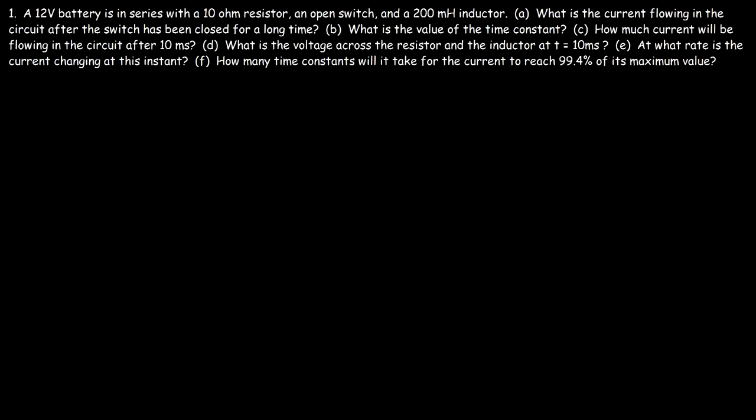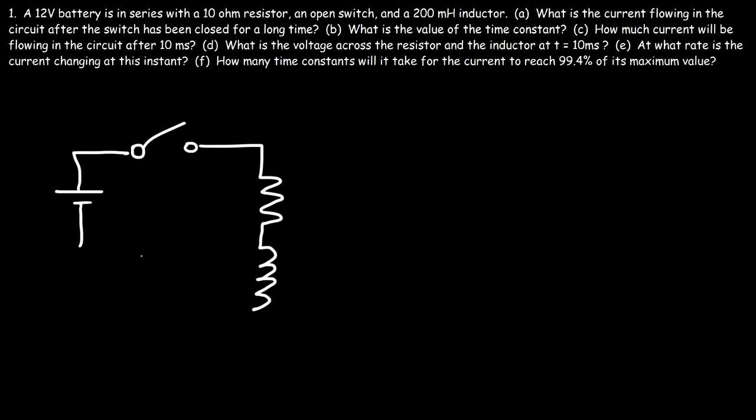In this video, we're going to go over the LR circuit. So let's work on this problem. A 12-volt battery is in series with a 10 ohm resistor, an open switch, and a 200 millihenry inductor. So let's draw a circuit. So here's the battery, and then here is the open switch with the resistor and the inductor.